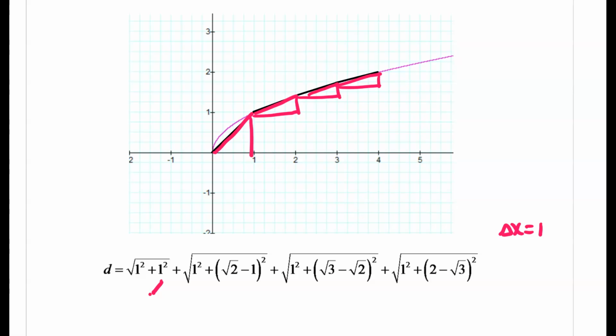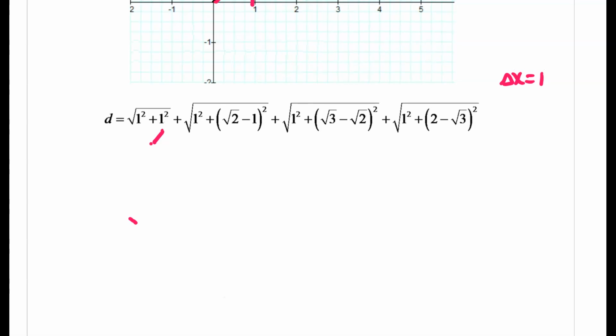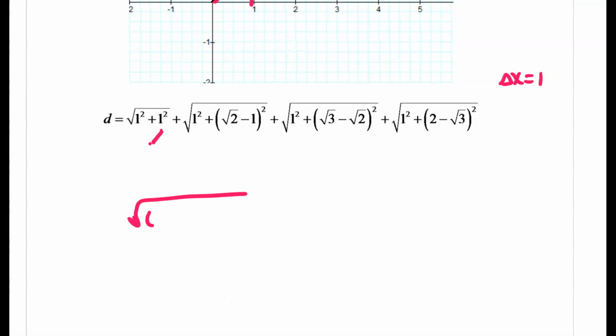And so what are we doing here? Looks like we're adding a bunch of stuff up. What do we do that with? We do that with an integral. We get a better approximation, obviously, as change of x goes to 0, and we put an infinite number of these line segments in. Okay, so what are we adding up? We're adding up the square root of change of x squared plus change of y squared. That's one of those line segments.